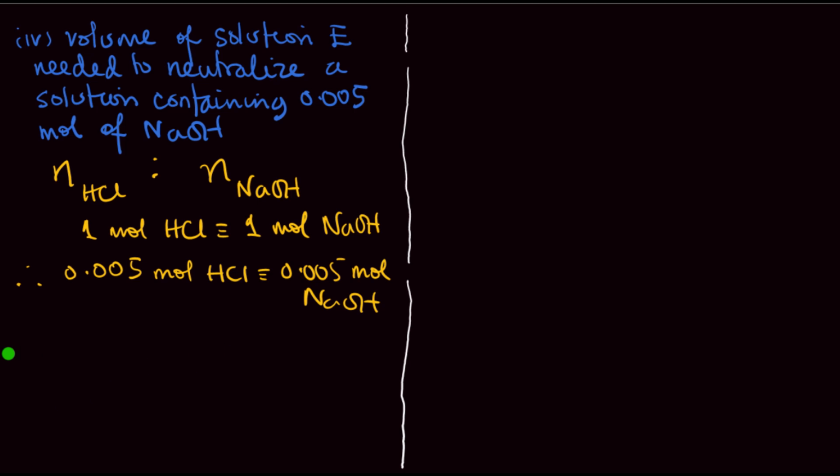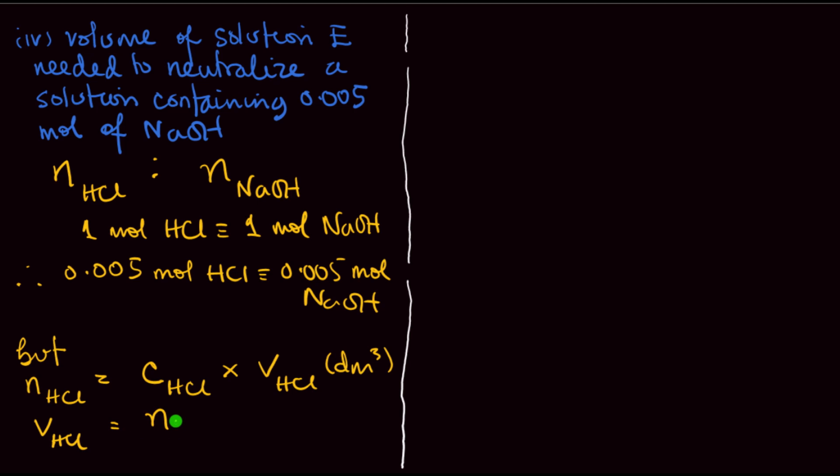So now we have to find the volume of solution E, and to find it we are going to use the relationship between number of moles, concentration, and volume. Number of moles of HCl equals concentration of HCl times volume of HCl in dm cube, that's the volume of solution E, since the solution is HCl. And what's the concentration of HCl that was given to us in the question? 0.1. So our volume of HCl, which is what we are looking for, will be equal to number of moles of HCl divided by concentration of HCl in moles per dm cube, and that will be 0.005 mole divided by 0.1 mole per dm cube.